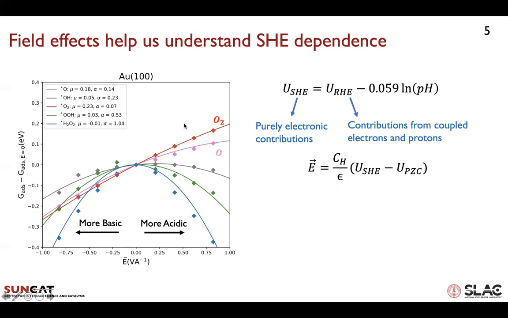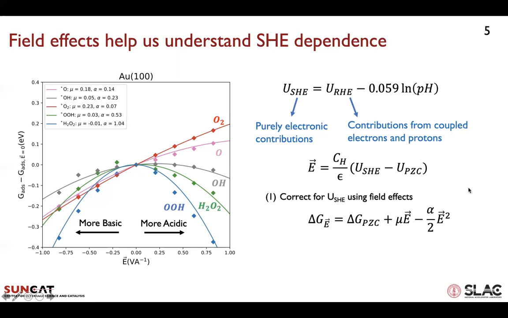Specifically, O2 and O have these monotonic and medium to large size field effects. OOH and H2O2 have a parabolic dependence on field. And the OH here in the middle really has the smallest dependence on field, and that'll be important later. So remember that there's very little dependence of OH on field.